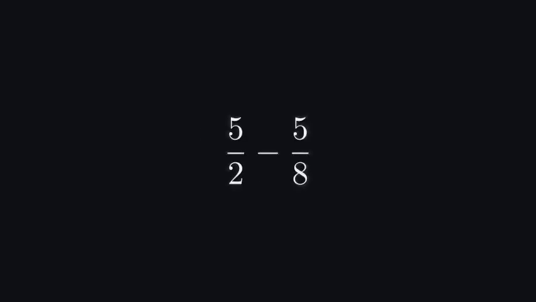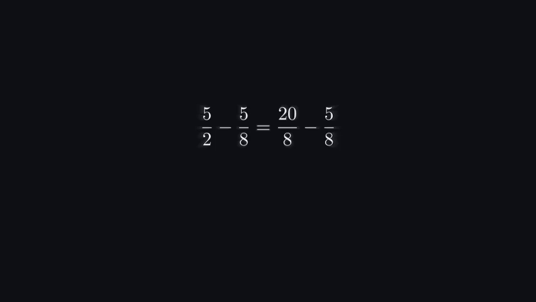Now subtract the fractions. The lowest common denominator is 8. We change 5 over 2 to 20 over 8, then subtract 5 over 8. 5 over 2 minus 5 over 8 equals 20 over 8 minus 5 over 8, which equals 15 over 8.